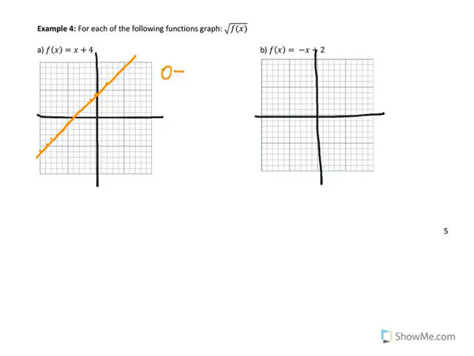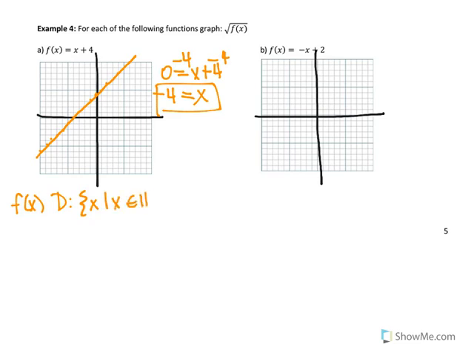To find our intercept, we make y equal to 0. So we subtract 4 from both sides, so -4 equals x. This is important because it'll help us with our domain, but we do see it quite clearly on that picture. So for f of x, our domain is x such that x is an element of the real numbers. Our range is the same thing.